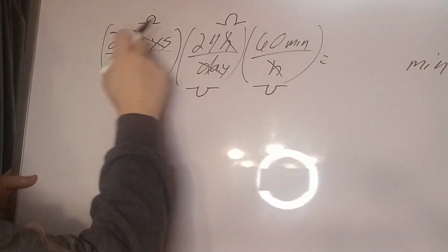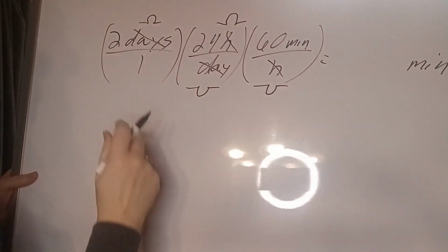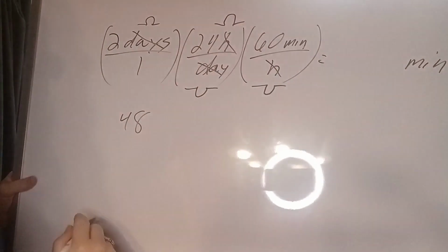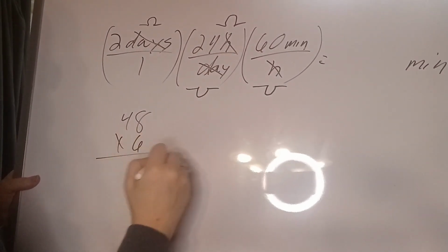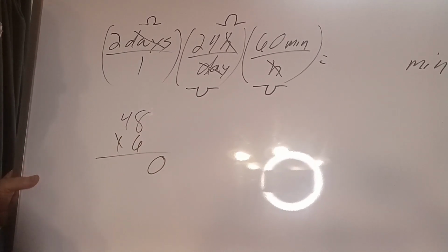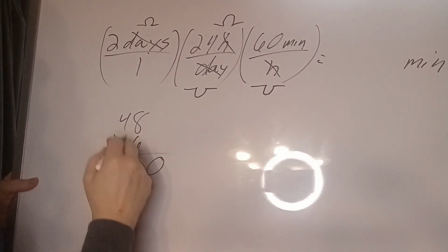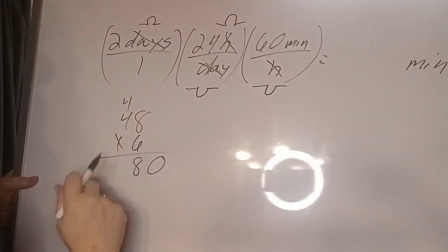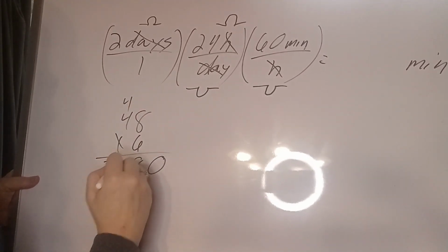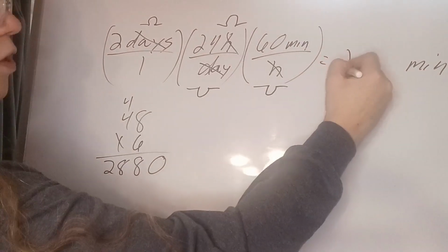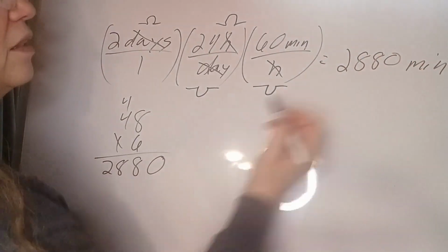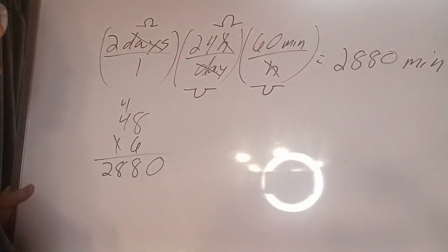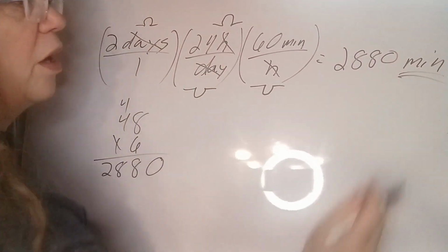Okay, so now we're just multiplying these. 2 times 24 is 48. And then we're going to multiply by 60. I'm going to just multiply by 6 and stick a 0 here, because that's the same thing. 6 times 8 is 48. 6 times 4 is 24, 28. So we have 2,880 minutes. Notice we knew how to multiply because that's what the units demanded of us in order to get the units we wanted.